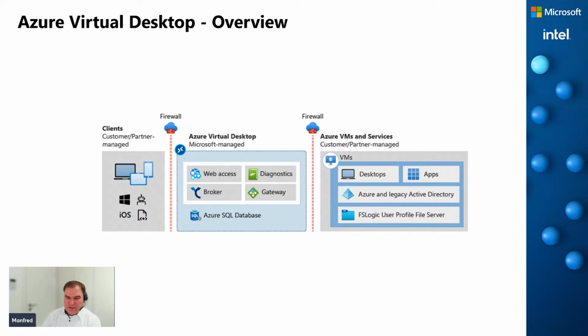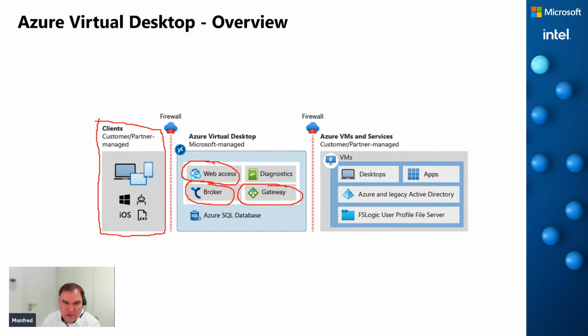And with Azure Virtual Desktop, we have the advantage. We have our traditional remote desktop services technologies like web access, like the diagnostics, the broker. We have the RDS gateway. We have our clients we use to access our Azure Virtual Desktop configuration. And now the great thing about Azure Virtual Desktop is that we can run our desktop target machines based on Windows Server, like a traditional terminal server or RDS host.